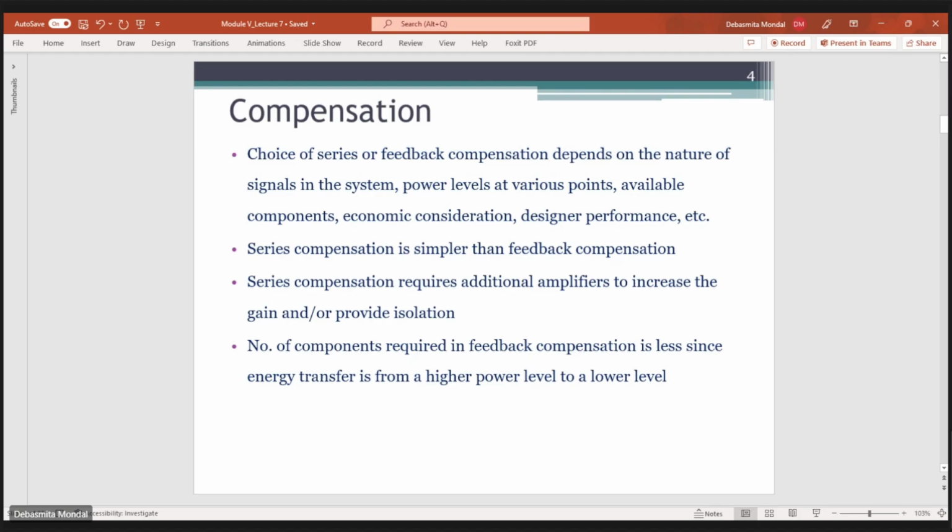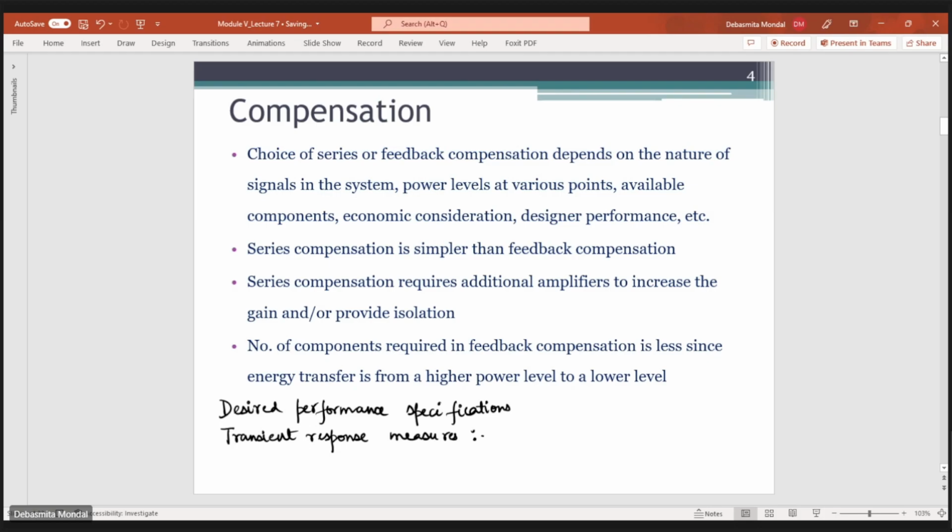Now, if a plant and a given set of specifications is provided to you, the main task is to design a suitable compensator so that the overall system will meet the given specifications. This desired system performance can be specified in terms of the transient response measures, or in terms of the steady state response, or the steady state error, that is, the overall accuracy of the system.